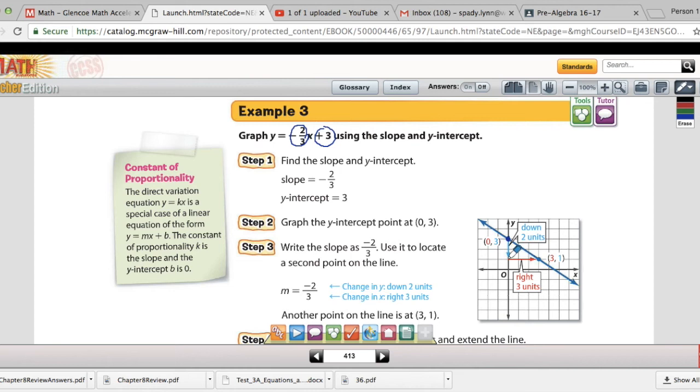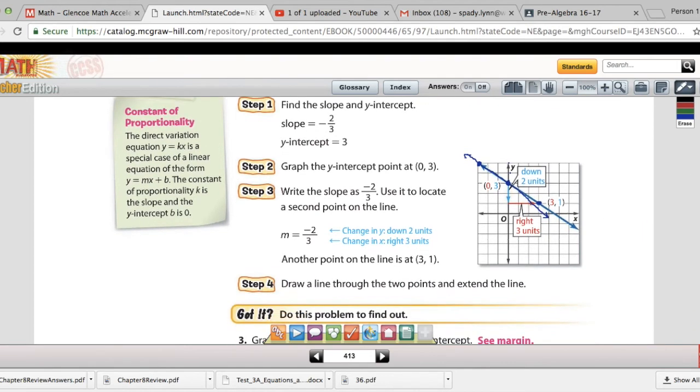You can either go down 2 to the right 3, or you could go up 2 and to the left 3. Okay, and when you graph that, you get a line, not a direct variation because it doesn't pass through the origin, but it's still a line. And it makes it really slick to graph these without making a t-table.